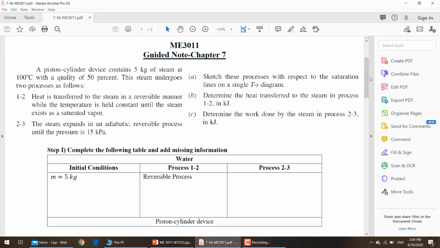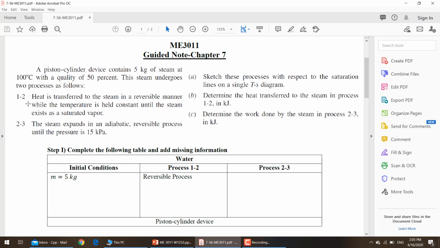We have a piston cylinder device, and it contains 5 kilograms of steam, and we have the temperature and quality. This steam undergoes two different processes. The first one, heat is transferred to the steam in a reversible manner, and the temperature is held constant until the steam exists as a saturated vapor. The second one, the steam expands in an adiabatic reversible process, and the final pressure is 15 kilopascal.